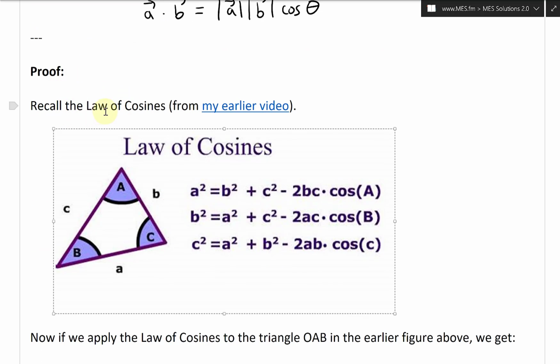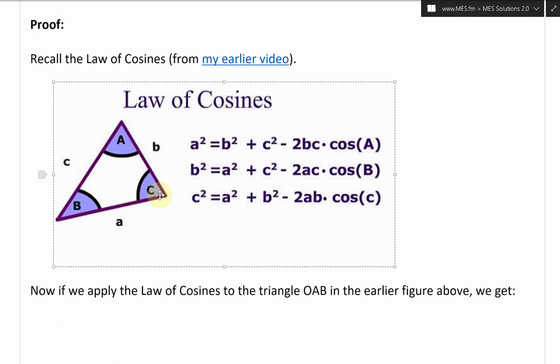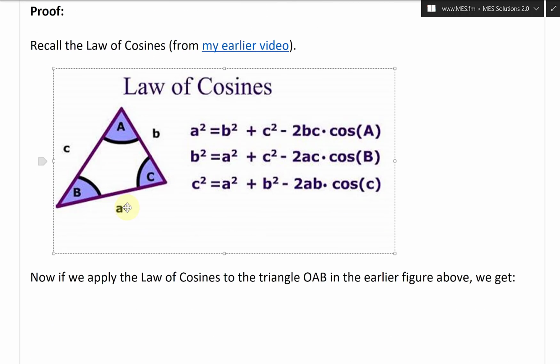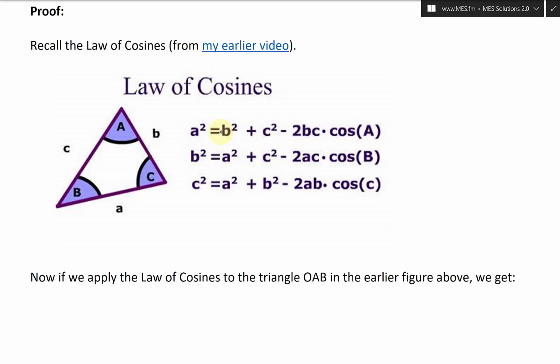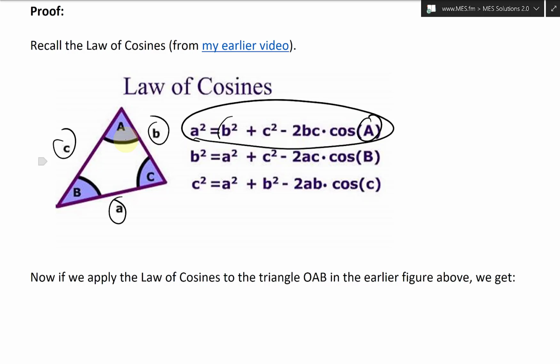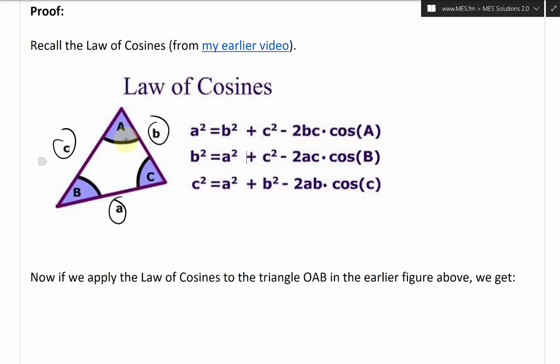So, proof here. Recall the law of cosines, from my earlier videos. If you have a triangle with side lengths A, B, and C, and angles capital A, capital B, capital C, then you can plug into this formula for any of the three sides when you have one angle. So for angle A, A squared equals B squared plus C squared minus 2BC cos A, and so on.